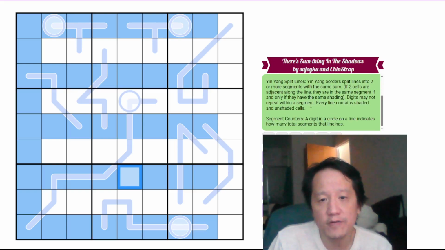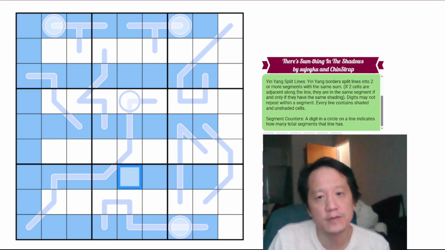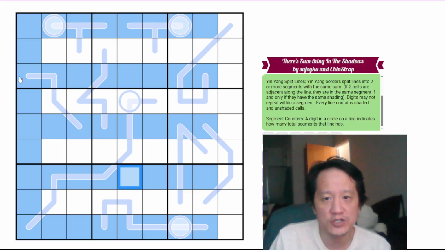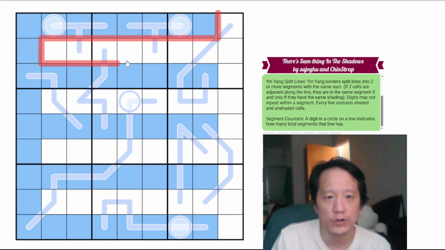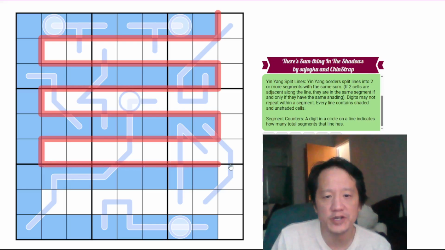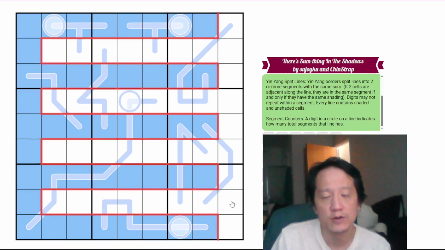Okay. For the yin-yang, we have yin-yang split lines, where yin-yang borders split lines into two or more segments with the same sum. If two cells are adjacent along the line, they are in the same segment if and only if they have the same shading. So these borders, essentially, between the shaded and the unshaded part will divide the line, or split the line, into two or more segments.